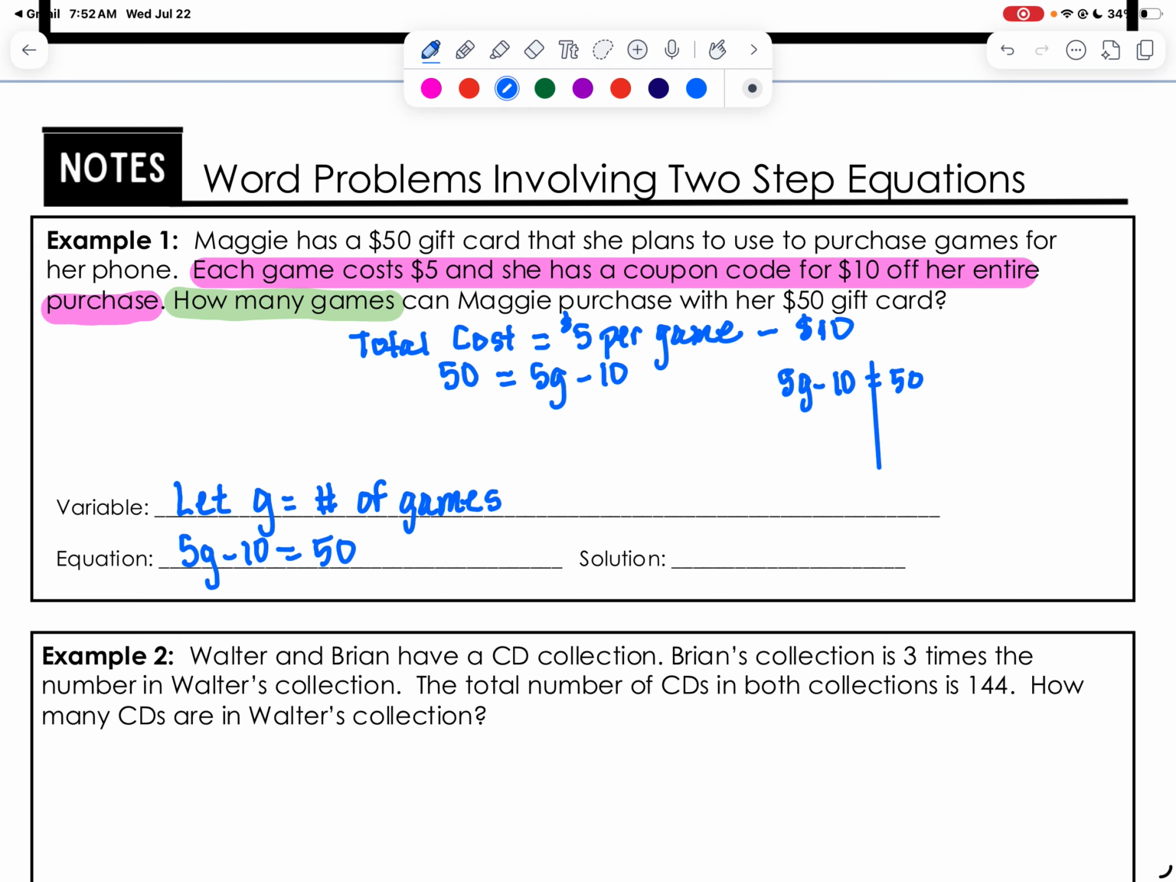So let's think about what's being done to the variable. We're multiplying G by 5 and then subtracting 10. So if we reverse that, that would mean we need to add 10 and then divide by 5. So I'll add 10 to both sides to get 5G equals 60, and then I'll divide both sides by 5. So G would equal 60 divided by 5, which is 12 games.